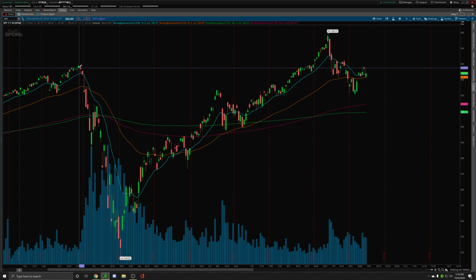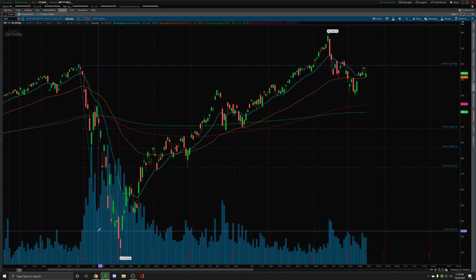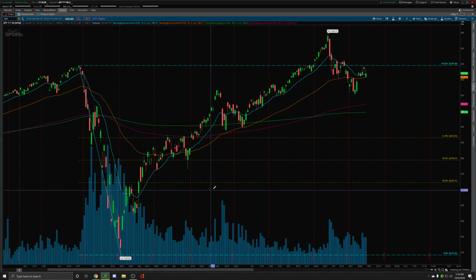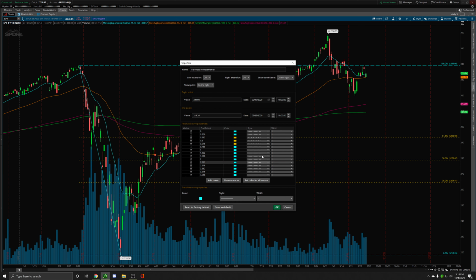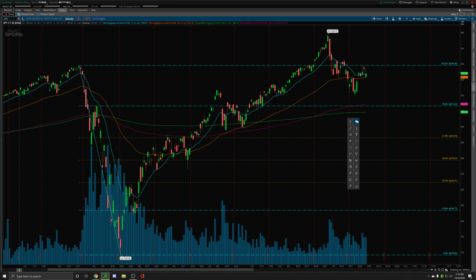The way I had Fibonacci retracements set up during this crash and once it found its bottom is from its high of 339.08 to its low, 218.26. I had these levels, not exactly these, the ones I had were all the way from 0 to 1.272. I had all of these turned off. They're all one color, and they were not these colors that you see right now.